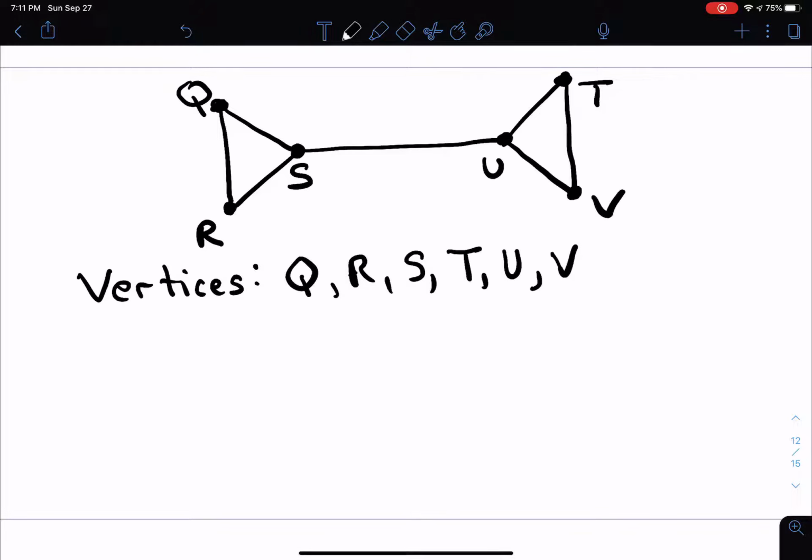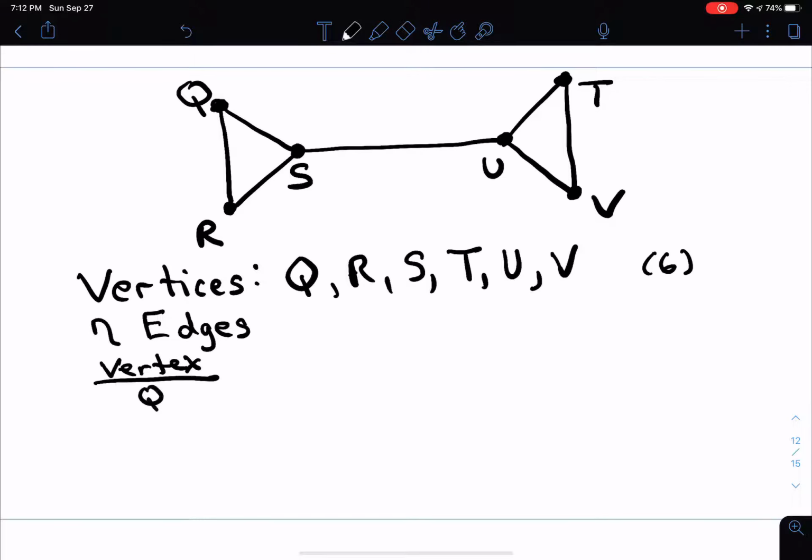And then you can see the edges in there. You've got edges between Q and S, Q and R, S and U, T and U, T and V, U and V. So there's what? 1, 2, 3, 4, 5, 6, 7 edges. So 6 vertices, and then there's 7 edges. I'm not going to list them all right here, but there's 7 of them. And then for our vertices, let's see what the degree of each vertex is. Q, R, S, T, U, V.